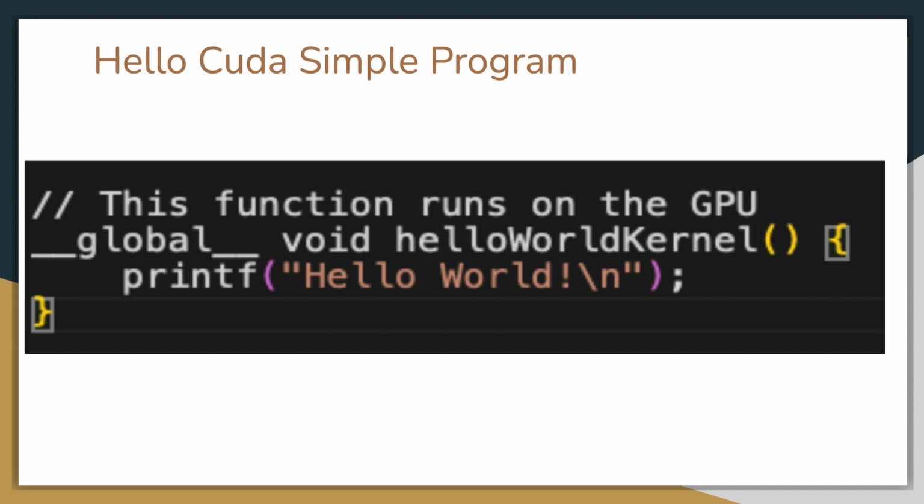Here is a simple HelloCuda program. The global keyword indicates that this function is going to run on the device. However, these are not all the components that we're going to have to program, so we're moving on to Google Colab.